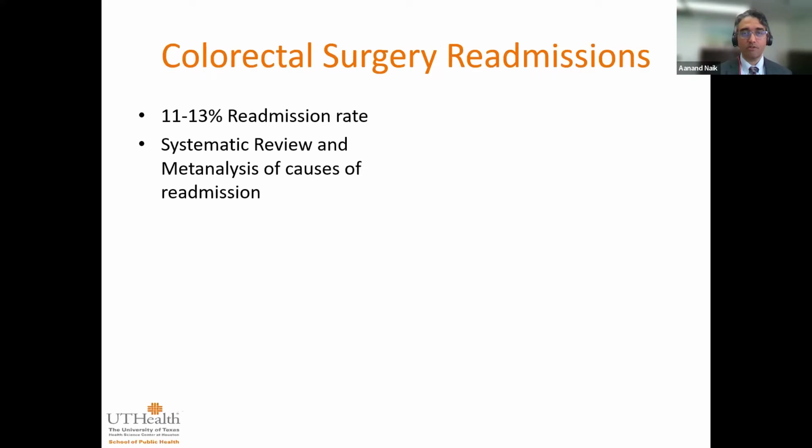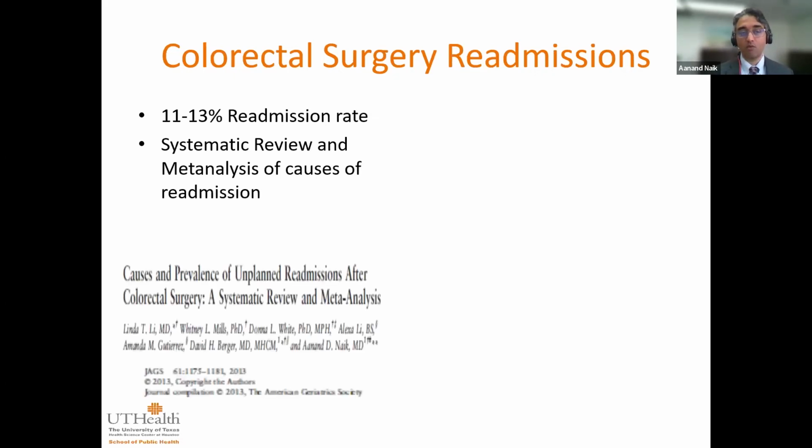So we were focused around colorectal surgery and really around readmissions. And we noted that there was a 10 to 13 percent readmission rate. And we wanted to understand this a little bit better. And we did this by starting by doing a systematic review and meta-analysis. We were really looking at what were the causes of readmission following colorectal surgery. And we took, again, a classic systematic review and meta-analysis approach. And Dr. Berger and I mentored a surgery resident at the time, Linda Lee, who was doing a research sabbatical.